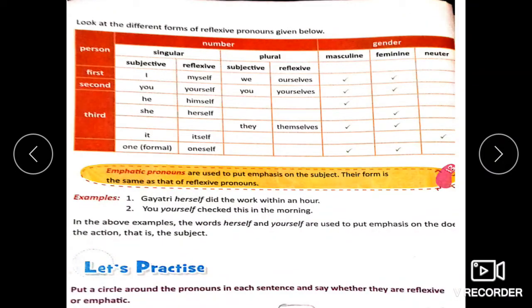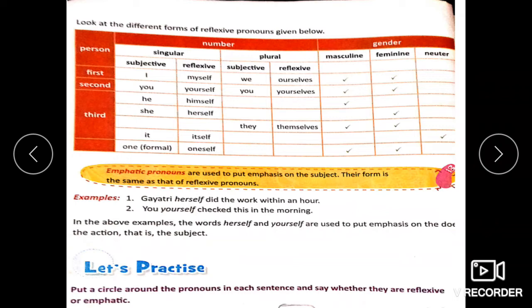Look at the different forms of reflexive pronouns given below. This chart is divided into the first person singular, first person plural, second person singular, second person plural, third person singular, and third person plural. Now we get to know the different reflexive pronouns used here. For first person we use myself, that's for singular, for plural ourselves. For second person singular we use yourself, for plural yourselves. Third person singular himself, herself, itself, oneself, and for plural we use themselves.